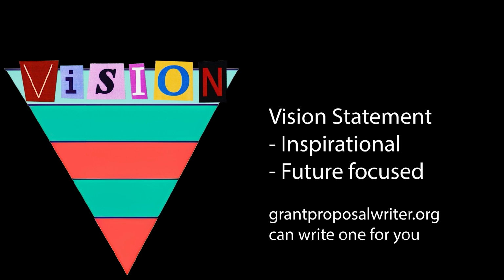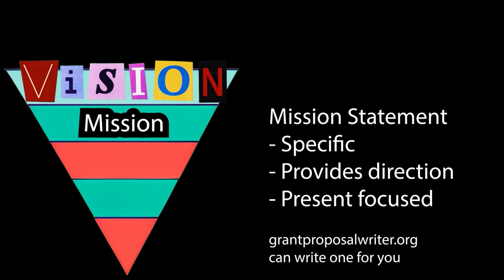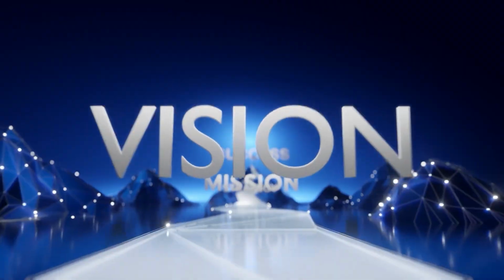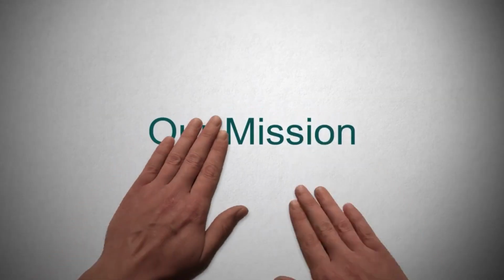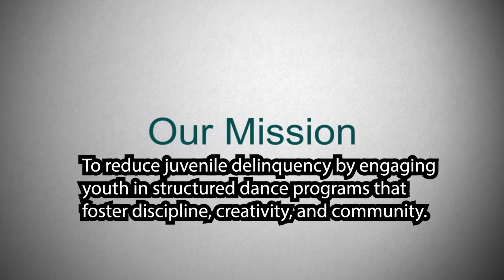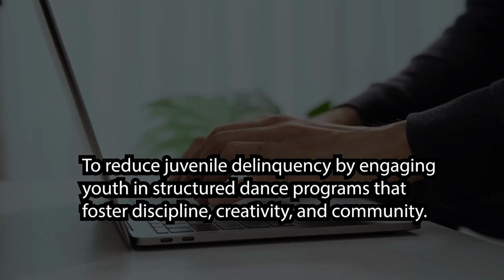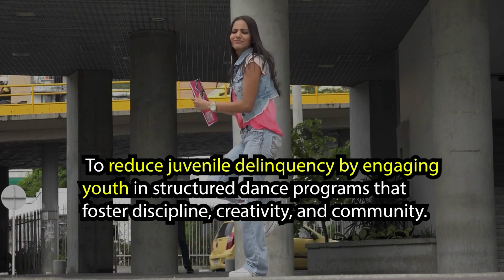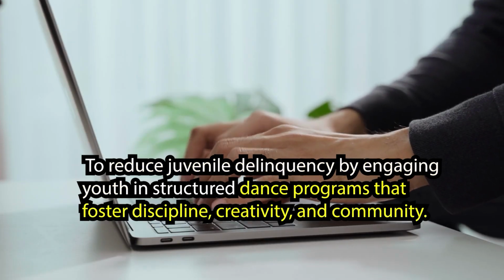That purpose becomes our mission. The mission defines the organization's core purpose, primary objectives, and the approach to achieving the vision. It's a clear, present-focused and action-oriented statement. For example, to reduce juvenile delinquency by engaging youth in structured dance programs that foster discipline, creativity, and community. It provides a direction of how we intend to reach our vision by being more specific.